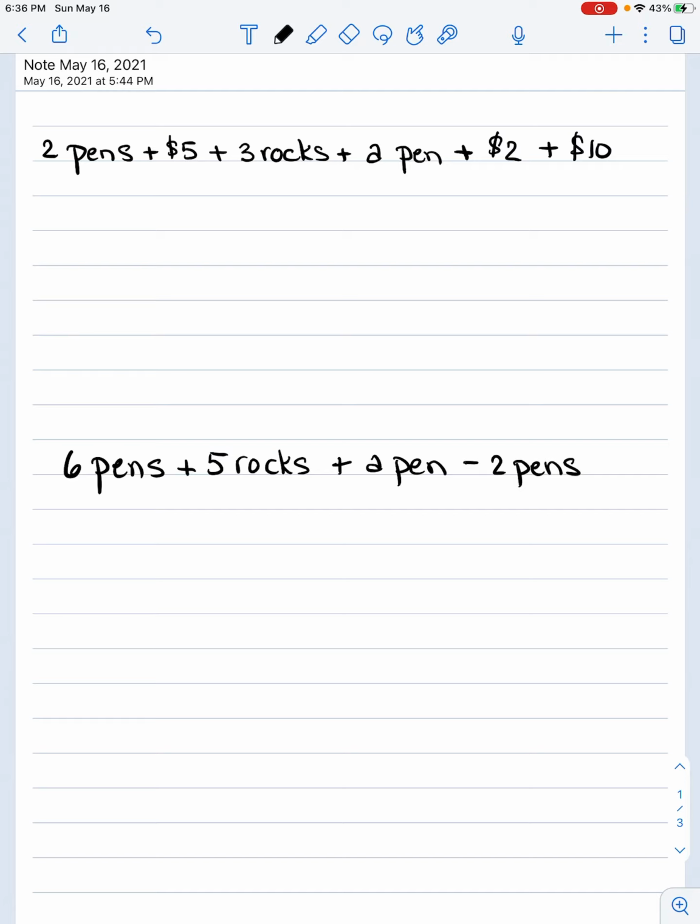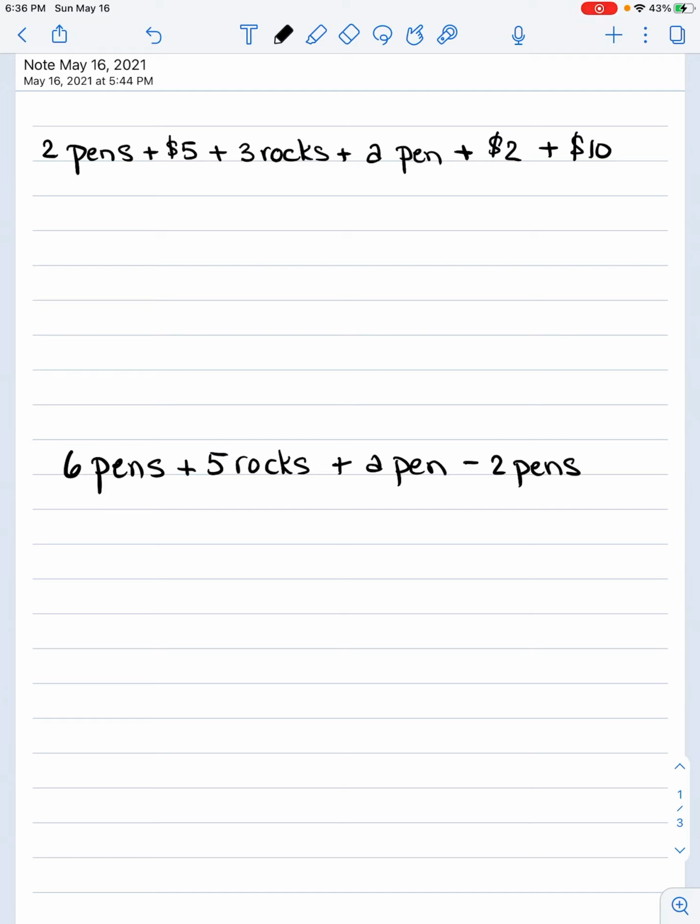And you put that on your desk. Three rocks. I don't know where we got the three rocks, but they're in your desk too, and you put them on top of your desk. You find another pen in the drawer, another $2, and another $10.